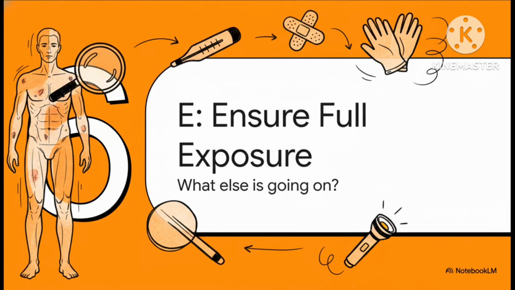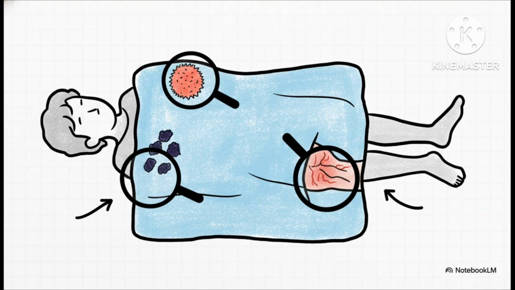And finally, we get to E for exposure. This means carefully examining the patient from head to toe to make sure we haven't missed any other clues. You're looking for anything you might have missed, things like skin rashes that could point to sepsis, signs of blood clots, or any hidden injuries or bruises. And through this entire process, it is absolutely vital that you maintain the patient's dignity.